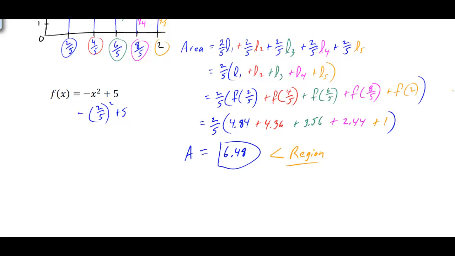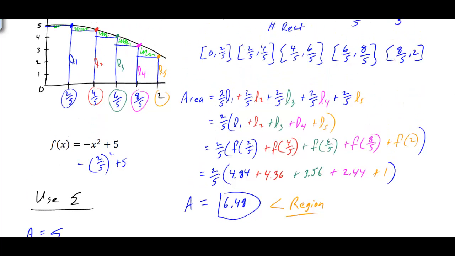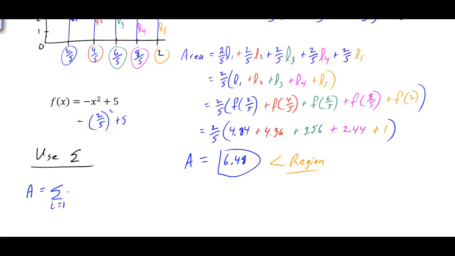All right, now quickly I want to look at how we could use this sigma notation that we talked about before for summation. Well, we could set this up as the area equals our sum of i equals, well, where are we going to start? We're going to use 5 rectangles because we want to sum up all 5 of these rectangles here. So we're going to start at 1 and we're going to go to 5.